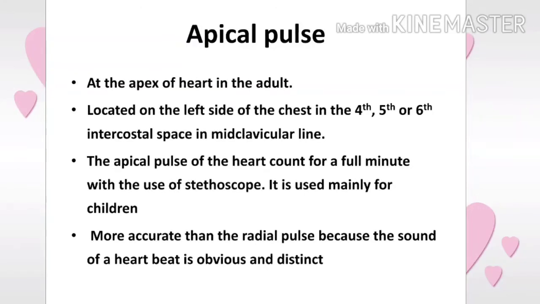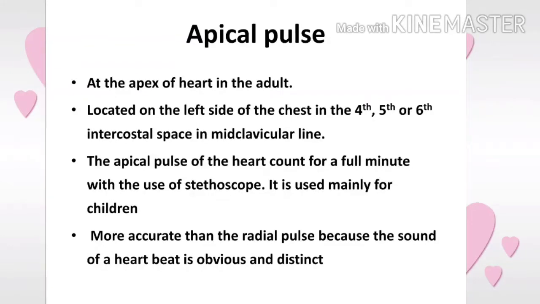Next is apical pulse. It is located at the apex of the heart. As the term indicates, apical, it is located at the apex of the heart in adults, on the left side of the chest in the 4th, 5th or 6th intercostal space in mid-clavicular line.